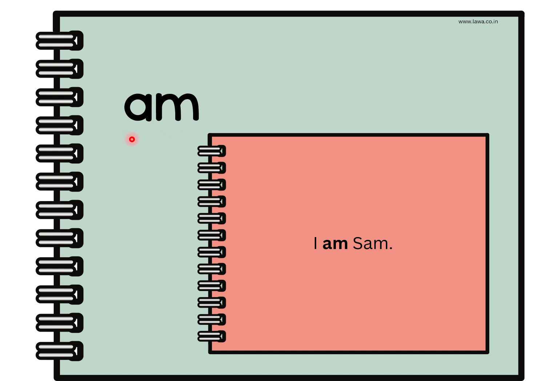Am. For m, we can say m or we can also say um. How to use this word in a sentence? I am Sam.